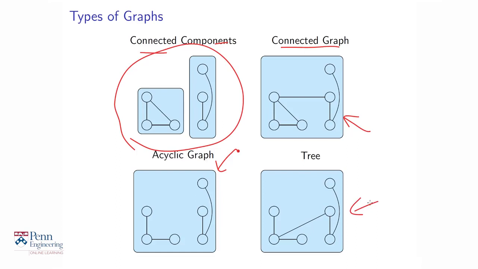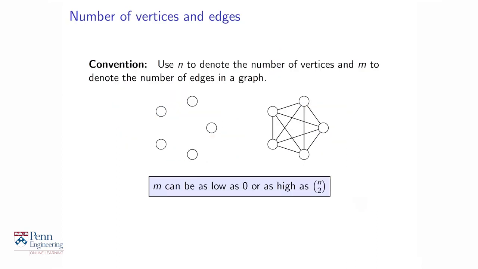So this is a tree. What is the relation between the number of vertices and the number of edges in a graph? By convention, we will let n denote the number of vertices and m denote the number of edges in a graph. Now, if you have an n-vertex graph, what's the minimum number of edges it could have?